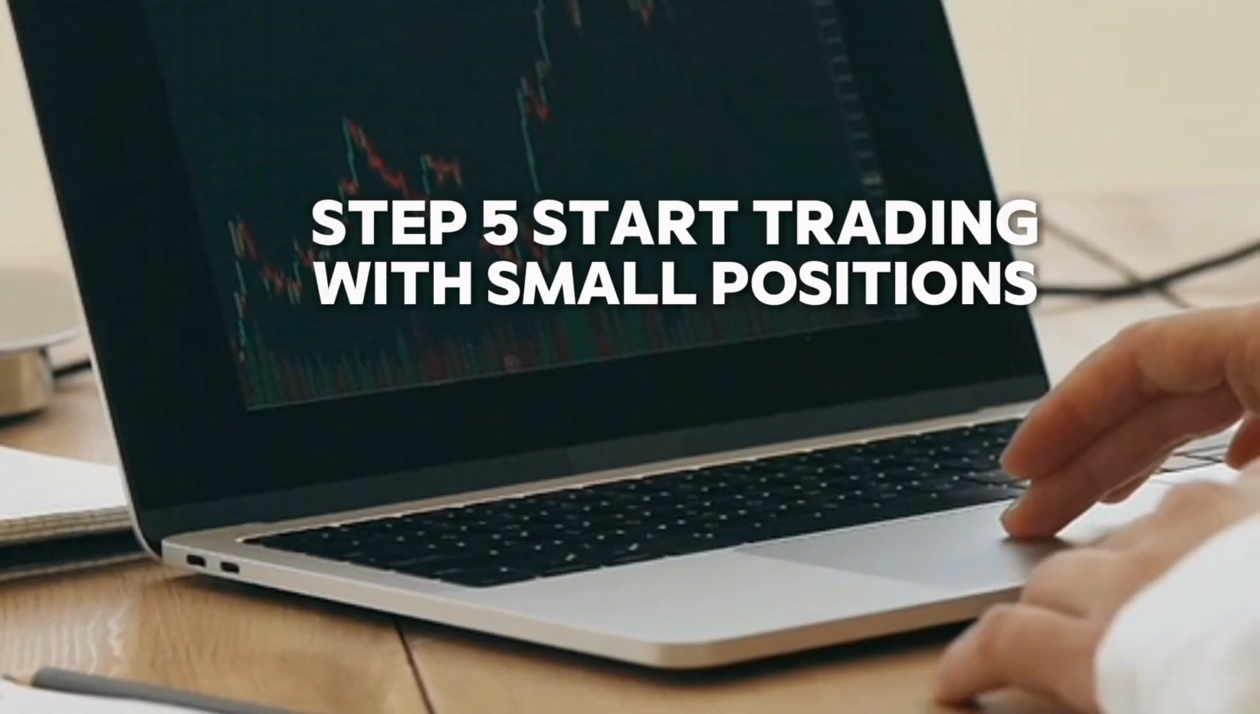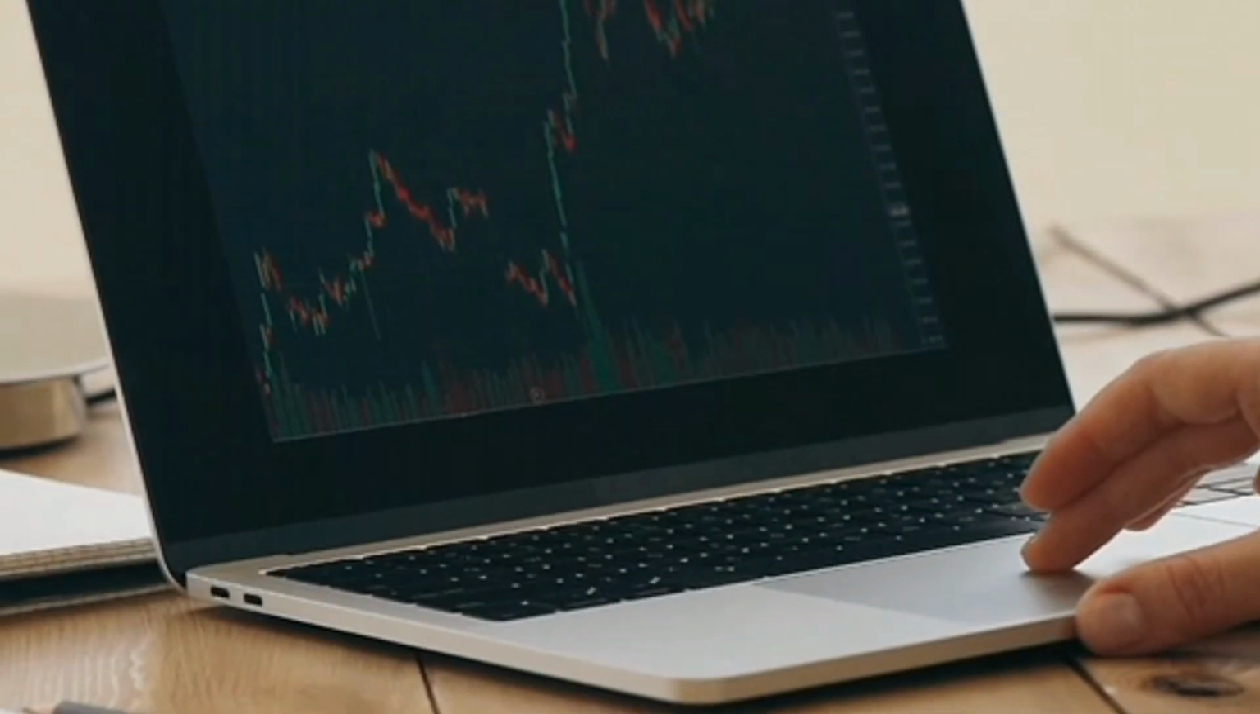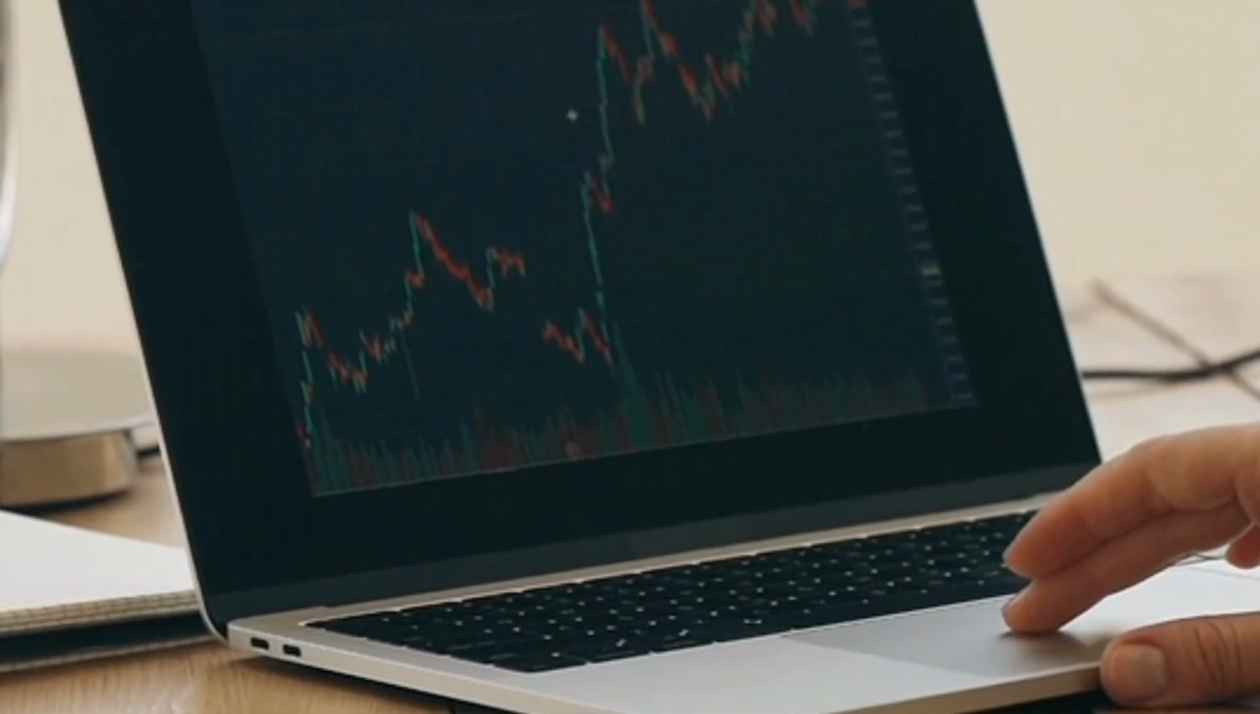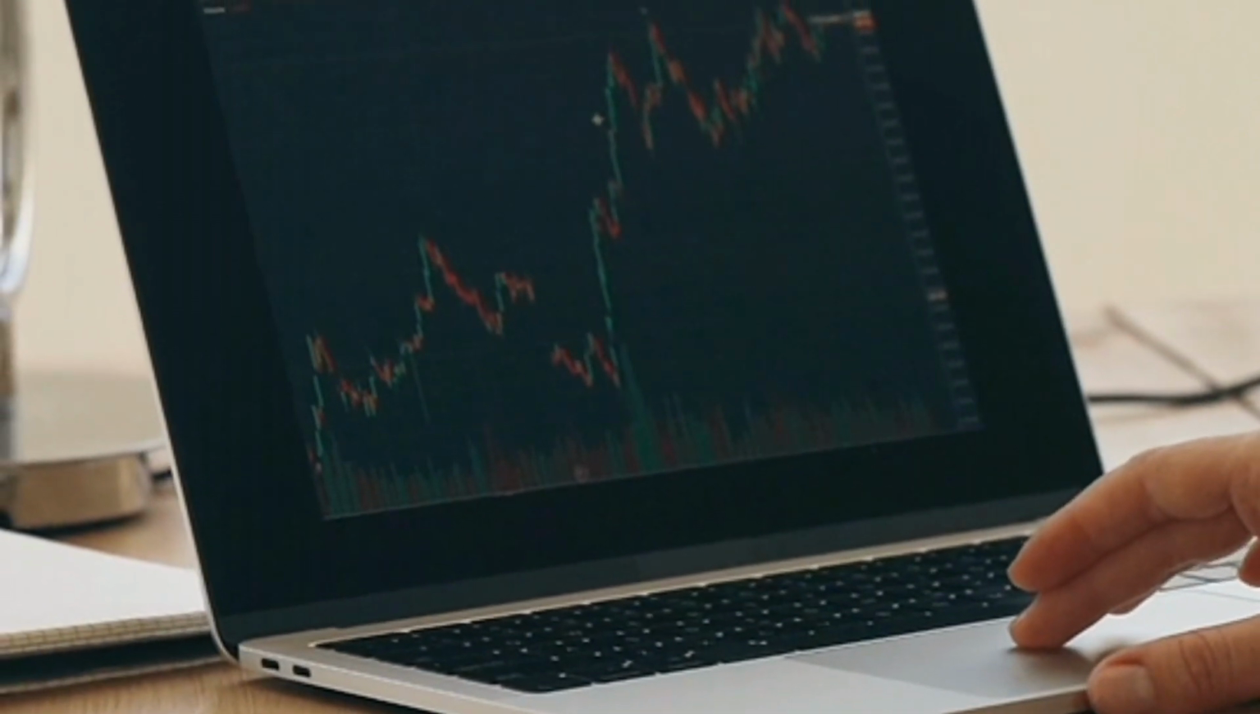Step 5. Start trading with small positions. When you're ready to transition to live trading, start with small positions to minimize risk. Stick to your trading plan and be disciplined in your approach.